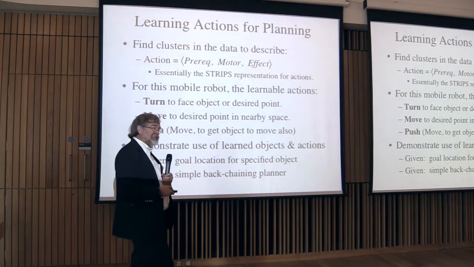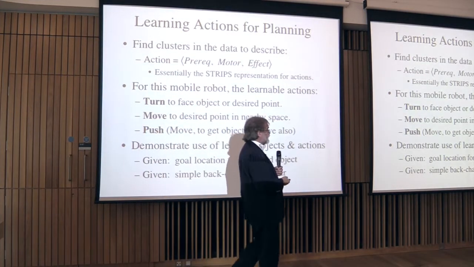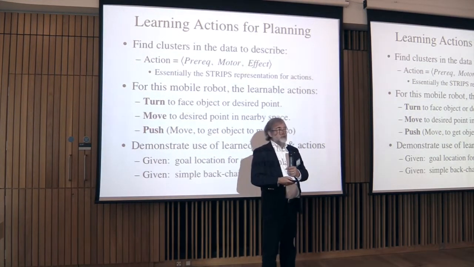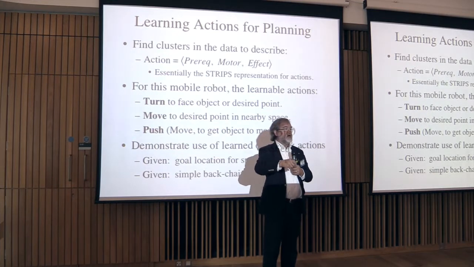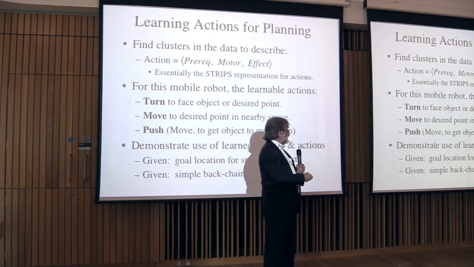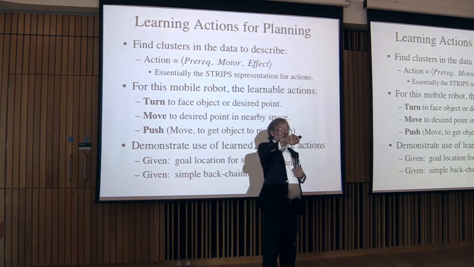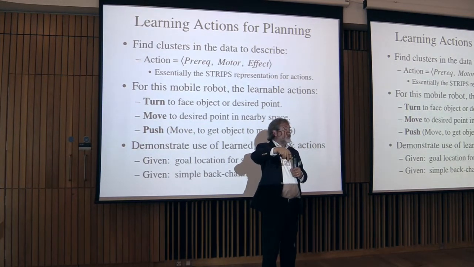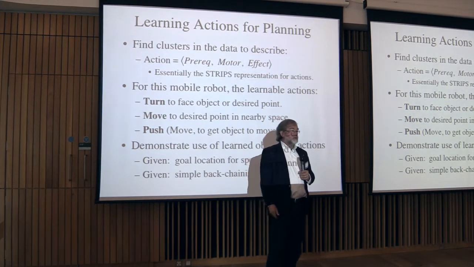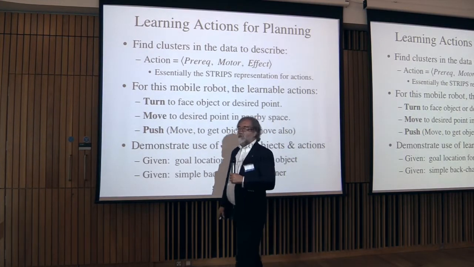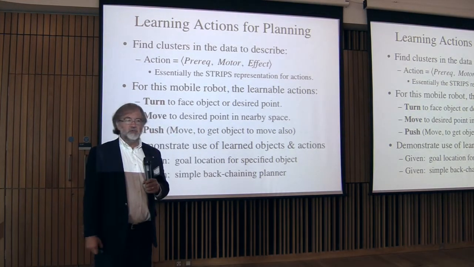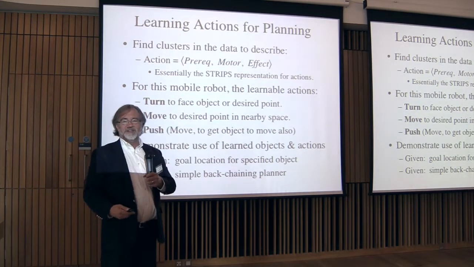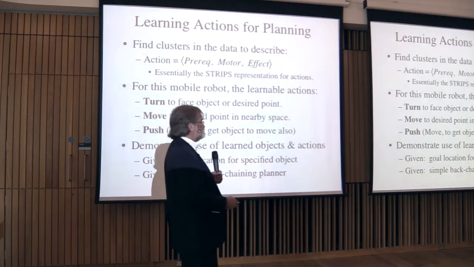So now we wanted to demonstrate what the robot could do. And so what we did was we gave it a goal location for a specified object. So we simply put that into its brain through brain surgery. And we also gave it a very simple back-chaining planner. If this is what you want to accomplish, this is how you have to get there, and so forth. So that's all straightforward. It would have been lovely to learn those, but this whole project had taken quite a while and my student was getting older, so it seemed only fair to let him finish his PhD.